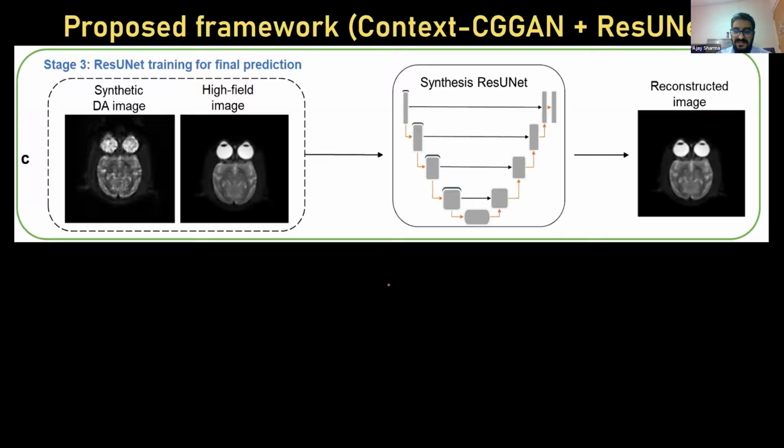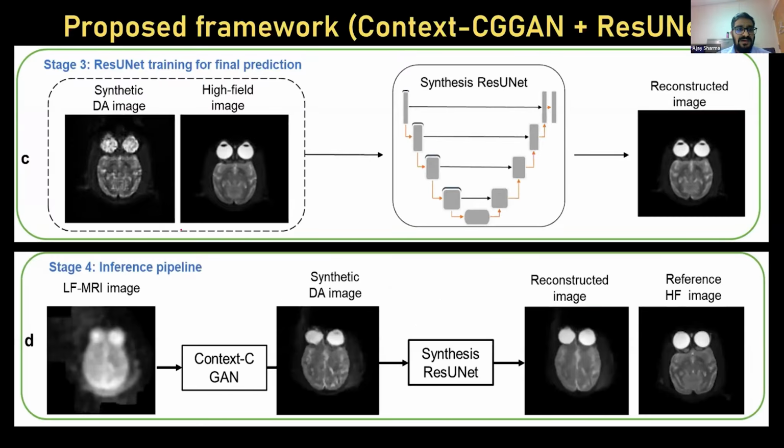But if we look at the inference, what will the inference pipeline be? We have a stage for the low field image. The low field image is passed to a context driven generative model.